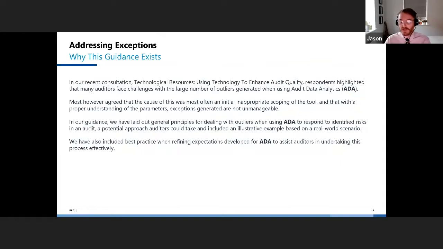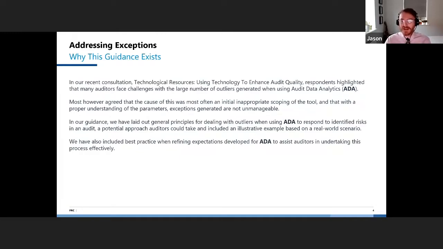So in that publication, essentially what we said is that we will develop some guidance with the profession. So we worked with some of the largest audit firms and some smaller firms and all kinds of different stakeholders to think about laying out some general principles for dealing with outliers.